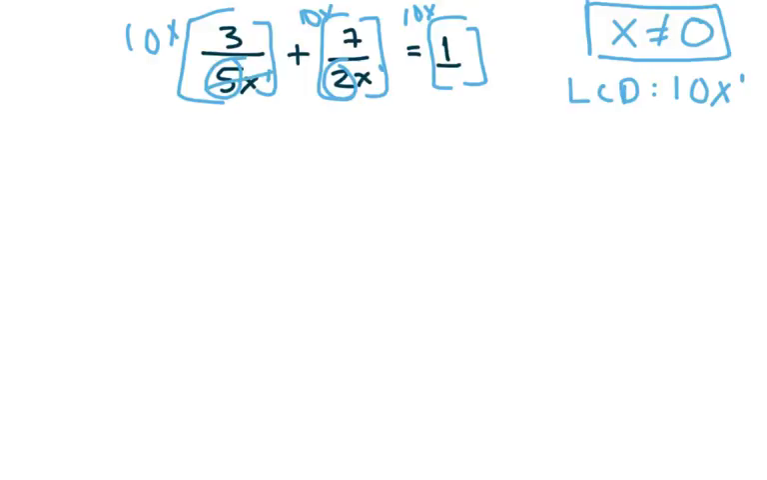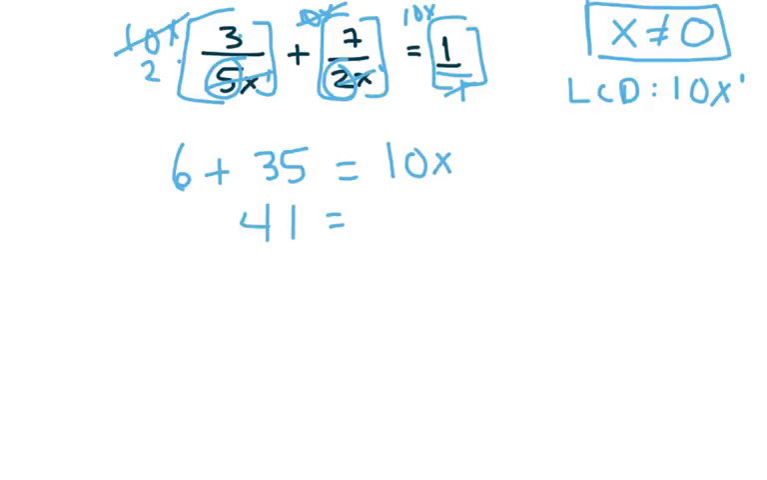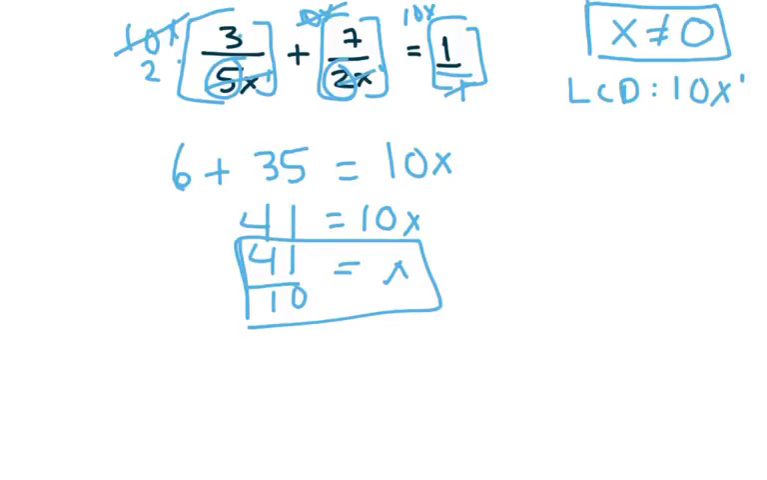5x goes into 10x 2 times. 2 times 3 is 6. 2x goes into 10x 5 times. 5 times 7 is 35. And if I write this in fraction form, 1 goes into 10x times, so we're left with 1 times 10x is 10x. So we get 41 equals 10x. So x equals 41 over 10. And it doesn't bother our restrictions on the domain, so we're good to go.